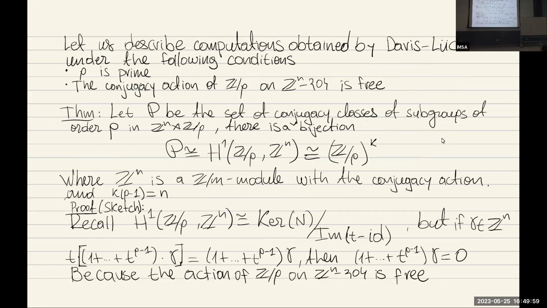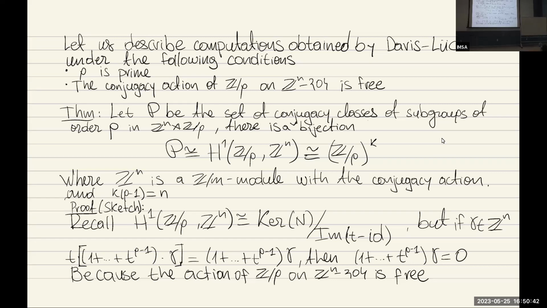The first theorem, the following. Let T be the set of conjugacy classes of subgroups of order p in this semidirect product. There is a bijection between the set of conjugacy classes of maximal subgroups in this case, and the first cohomology group of Z_p with coefficients in Z^n, which is also isomorphic to Z_p to the k, and k is really n over p minus 1.